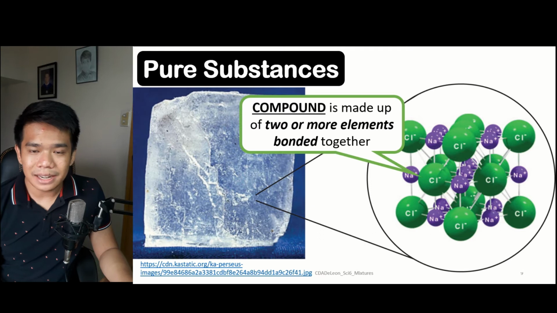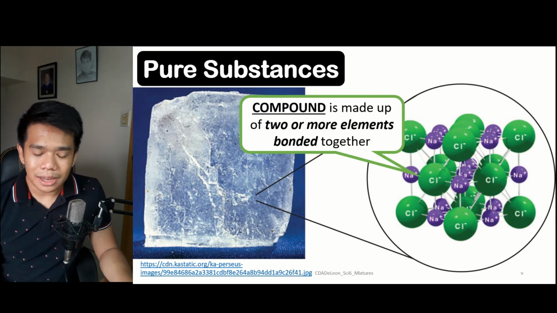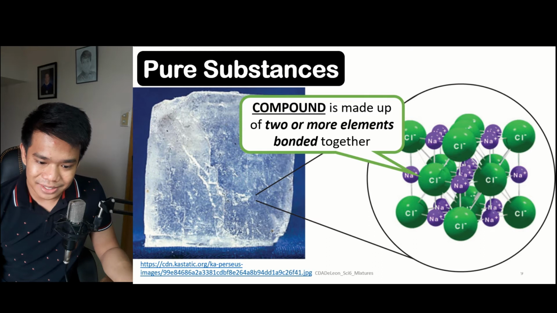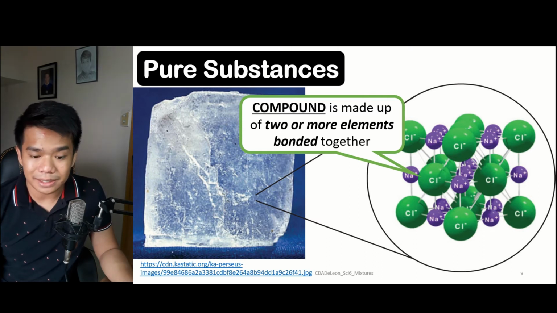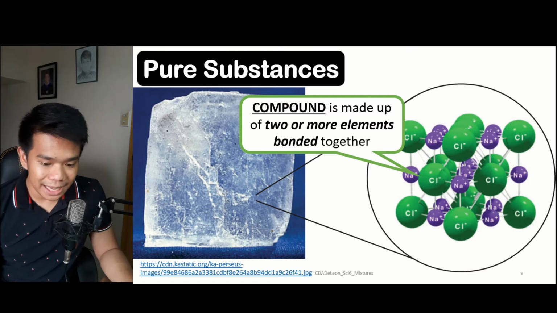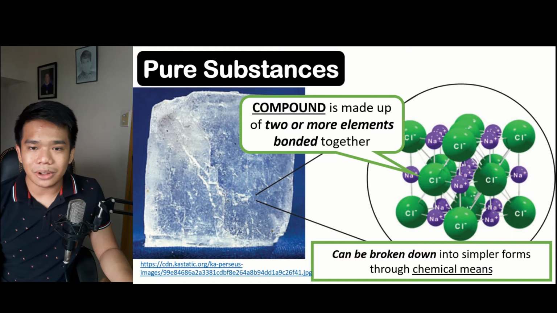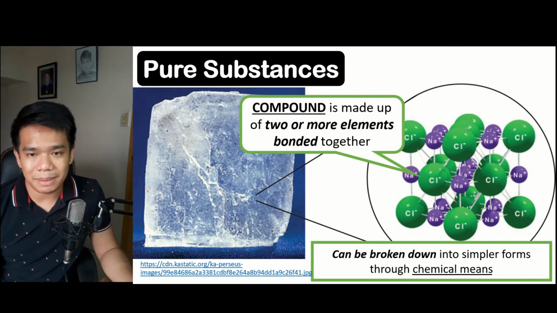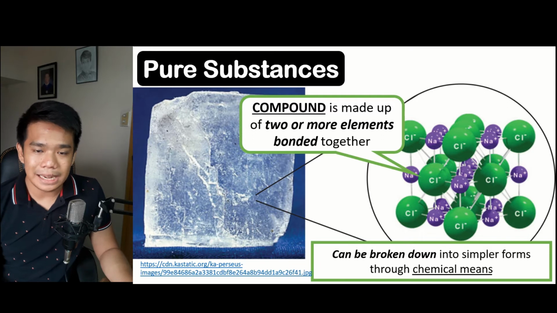Compounds, on the other hand, are made up of two or more elements bonded together. Now, as you can see on this example, we have the table salt. So the table salt or sodium chloride is represented by two elements, namely sodium, represented by the symbol Na, and chlorine, represented by Cl. So take note as well that compounds can be broken down into simpler forms, or going back to the element form, through chemical means.